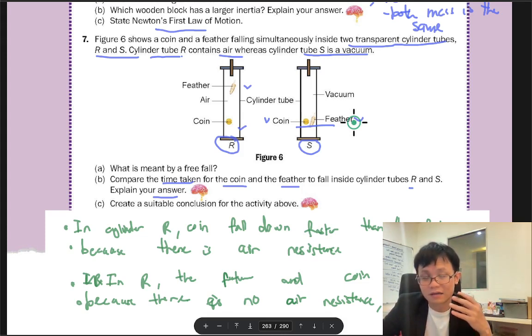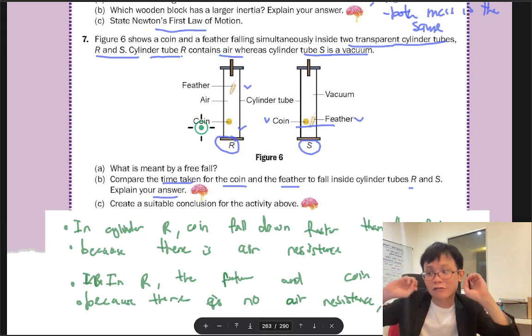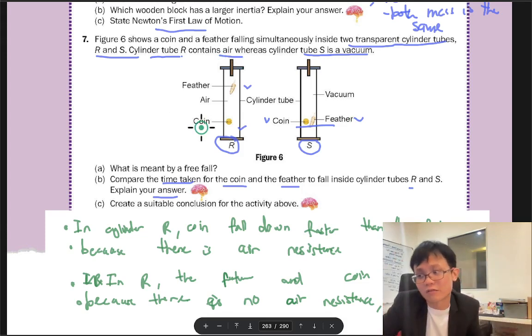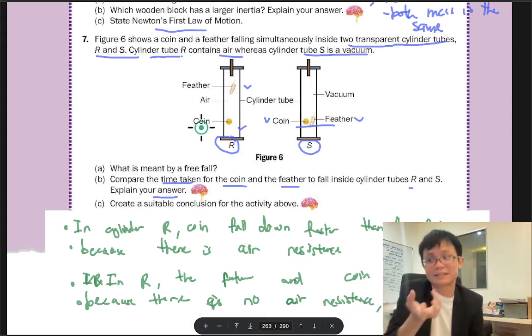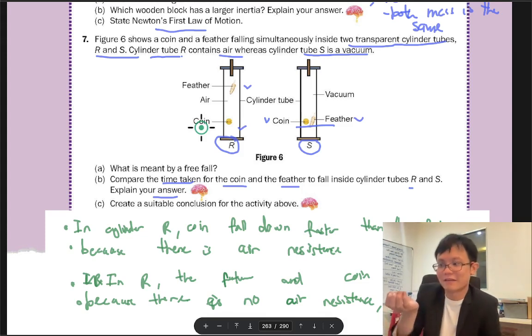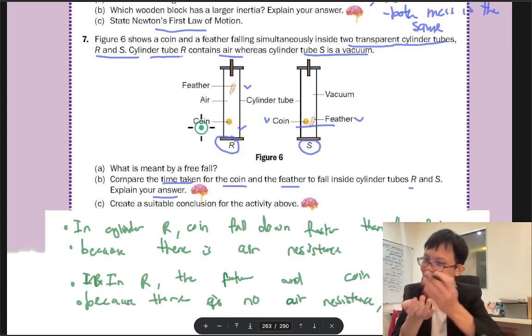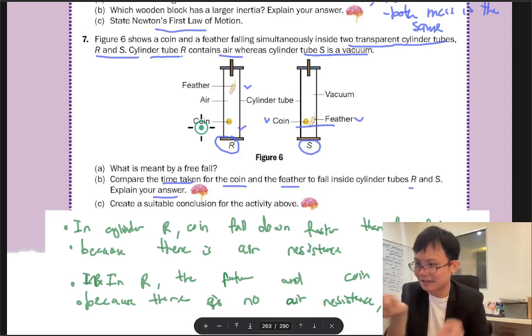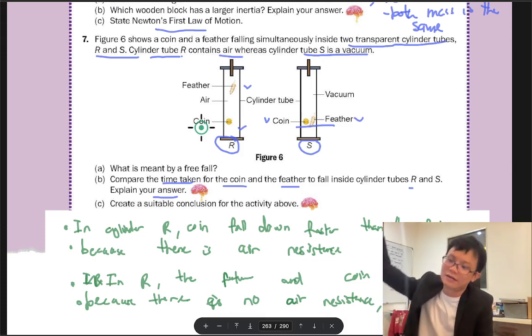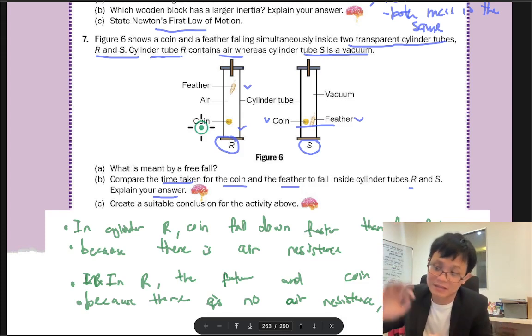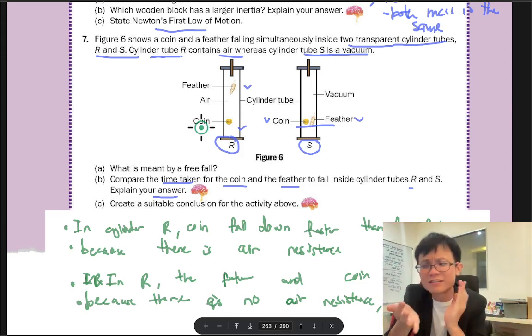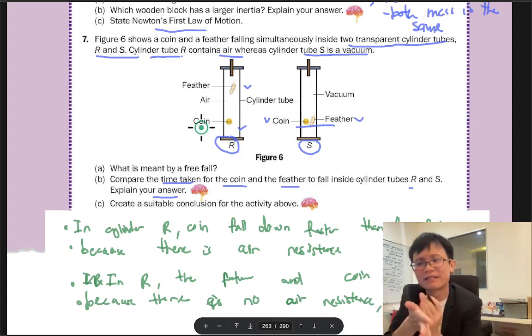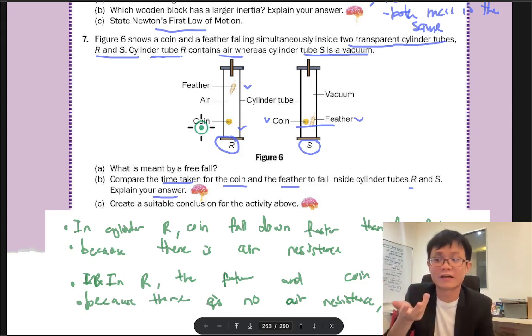But the thing is, if I cut the coin until it is like sand and I throw it, the coin also drops very slowly. So I can't say that it is because it is heavy, because it's still the same sand. Sand is heavy or not? Sand is heavy. I just cut the coin until it becomes sand and I throw it. Maybe the feather falls down faster than the coin. I cut it until very, very small.